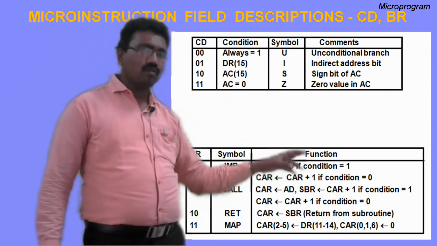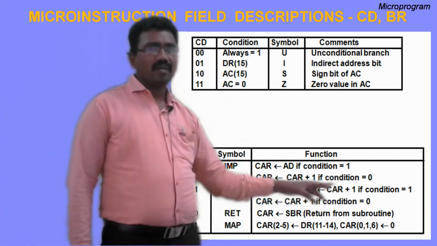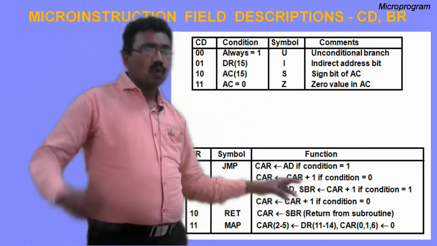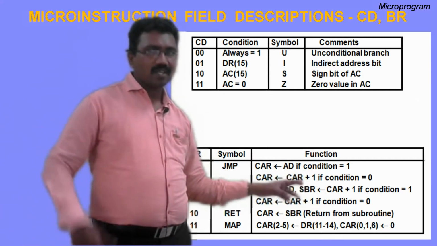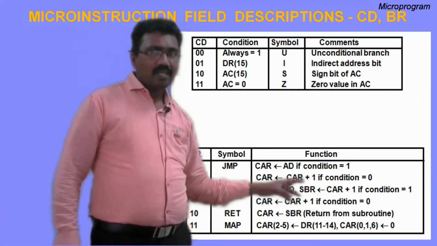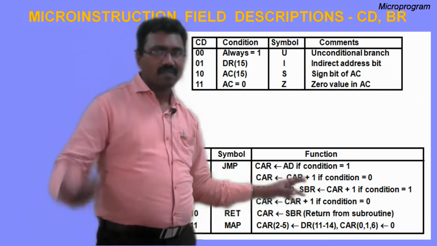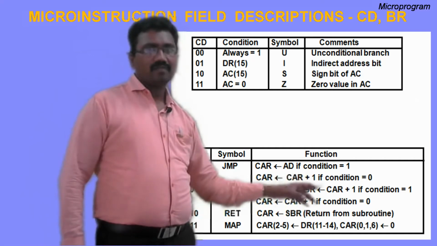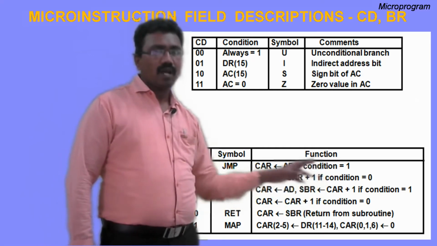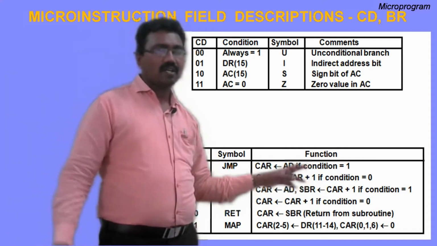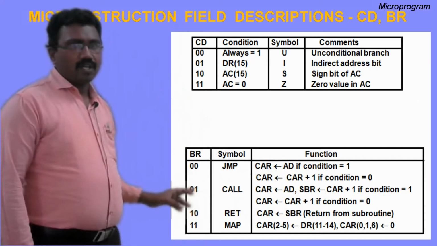If the condition is equal to 1, it will take the branch. If the condition is equal to 0, that is false, control goes in the sequence. It cannot take the branch. That means control goes in the sequence, which is nothing but CR plus 1 to CR. Whatever the next instruction in the sequence, that will be executed. If the condition is equal to 0, that means CR plus 1 to CR. If the condition is equal to 1, the address field is the next address of the micro instruction. Okay, coming to the next combination 0 1.